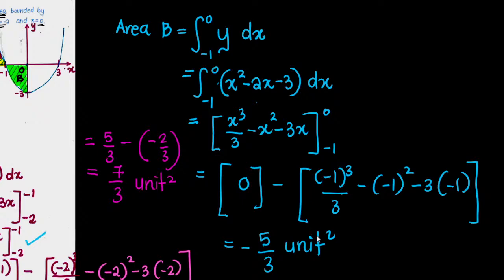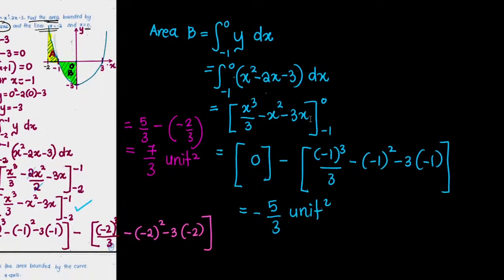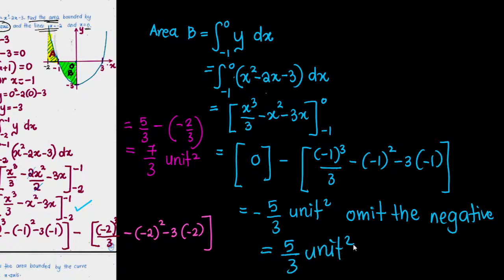Okay, based on this answer, teacher wants to ask: for the area of anything, even a square or a circle or a cylinder, can the value be negative or not? Usually, no, isn't it? Like I cannot say the area for the field is negative 16 centimeter square. Cannot. So what we will do is omit the negative symbol. That means you just ignore the negative. Your answer will just be 5 over 3 unit square.